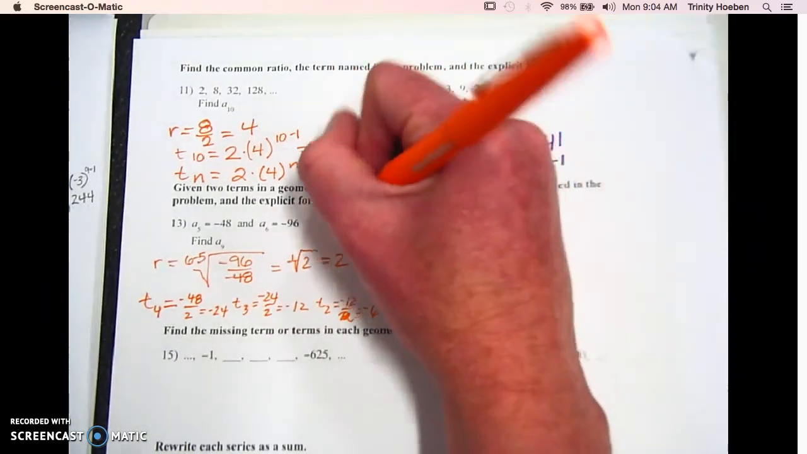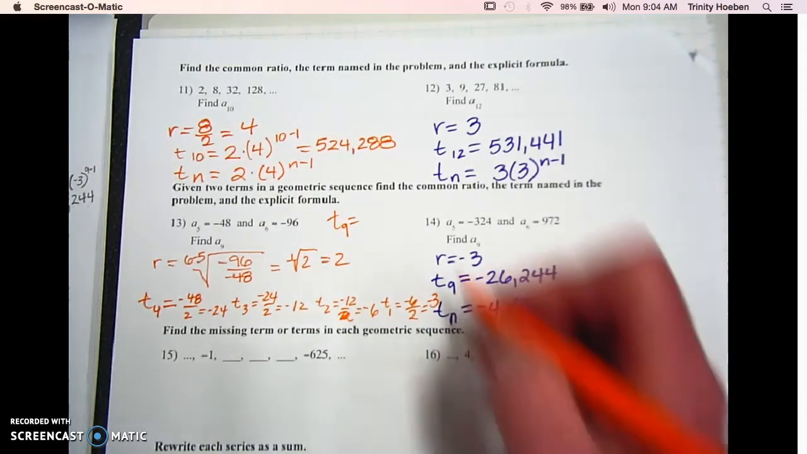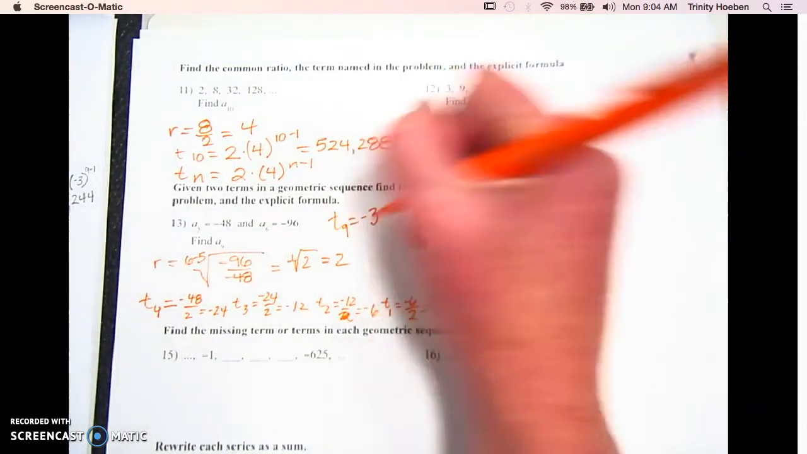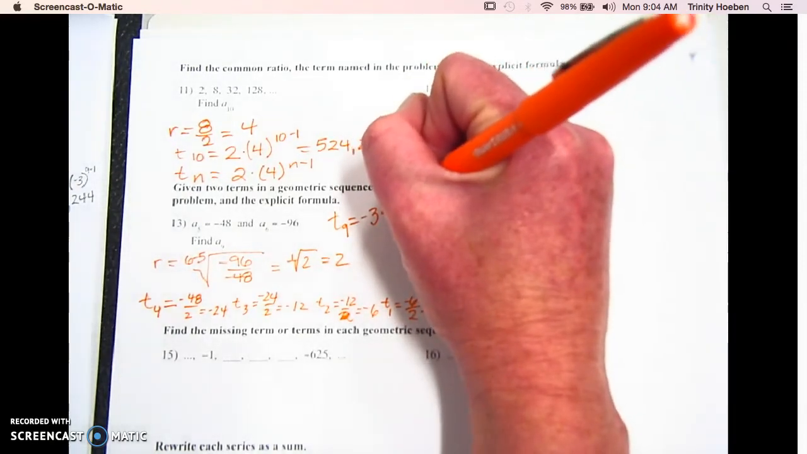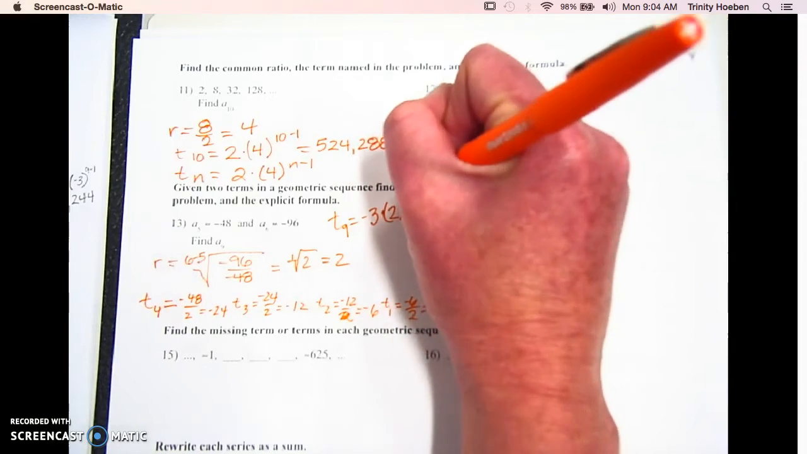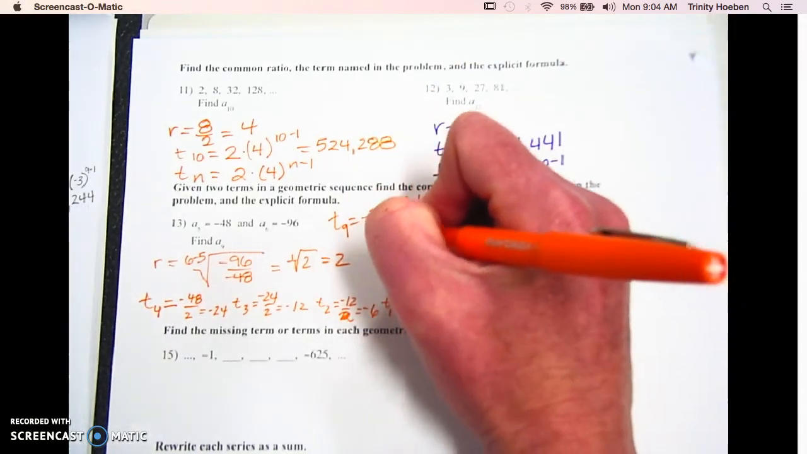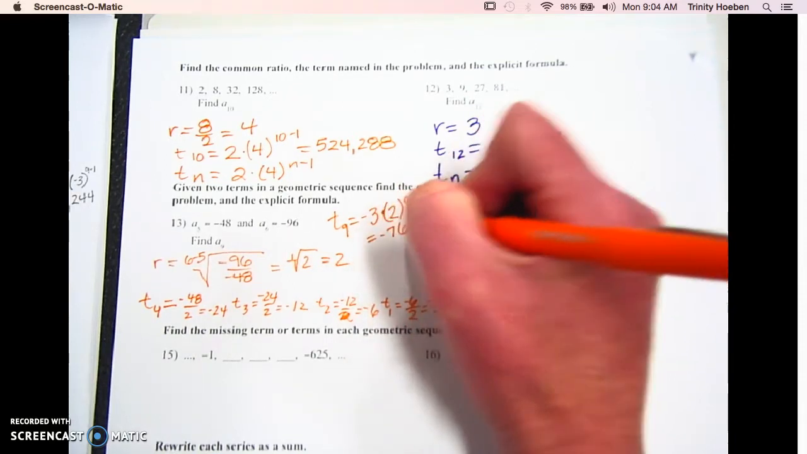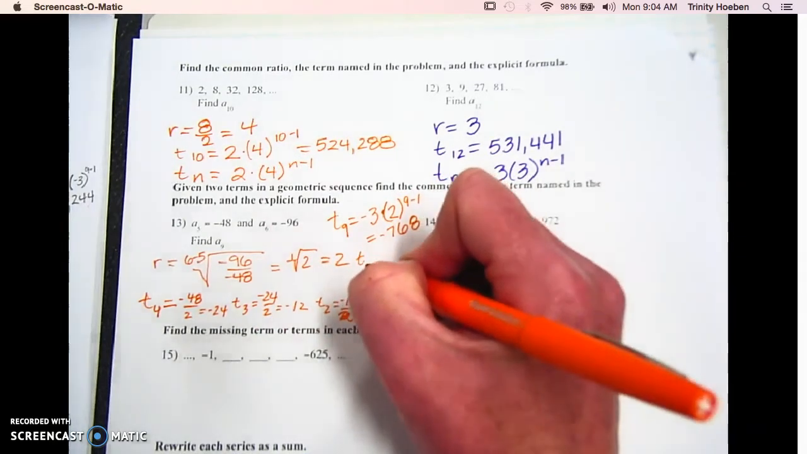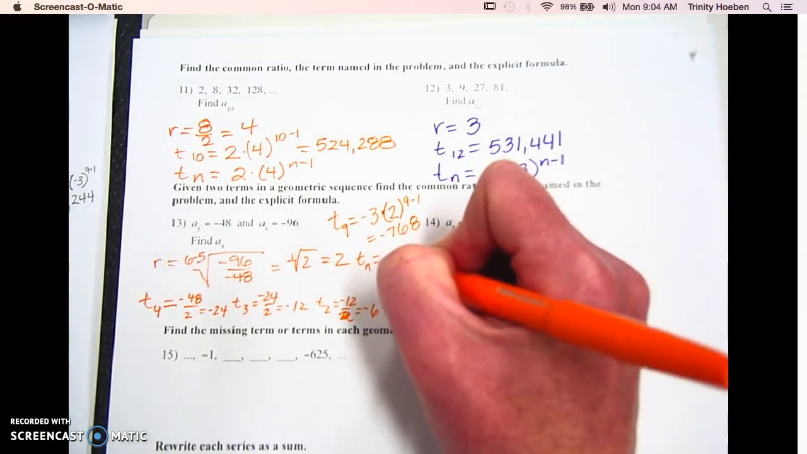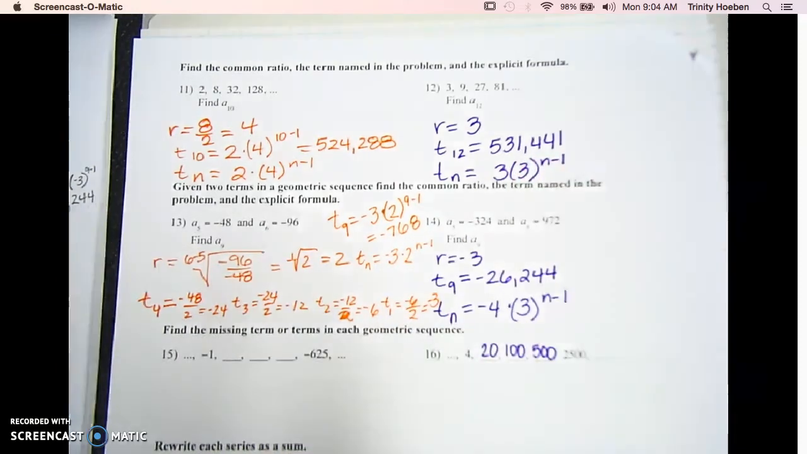So for the 9th term, I'm simply going to take negative 3, which is that first term, times the common ratio of 2 to the power of 9 minus 1. Plug it all into the calculator. I should get negative 768, which means that the explicit formula, the t sub n or the a sub n, is going to be negative 3 times 2 to the power of n minus 1.